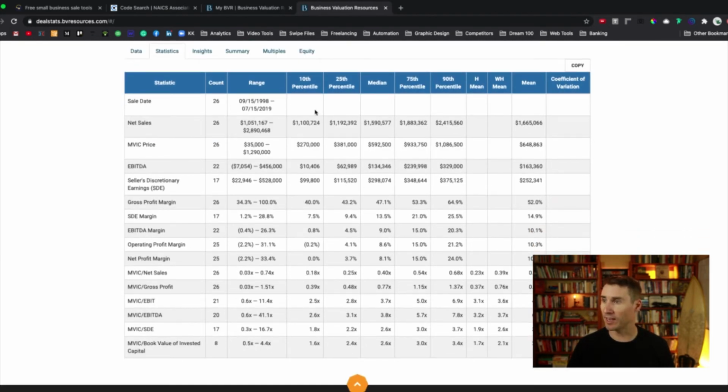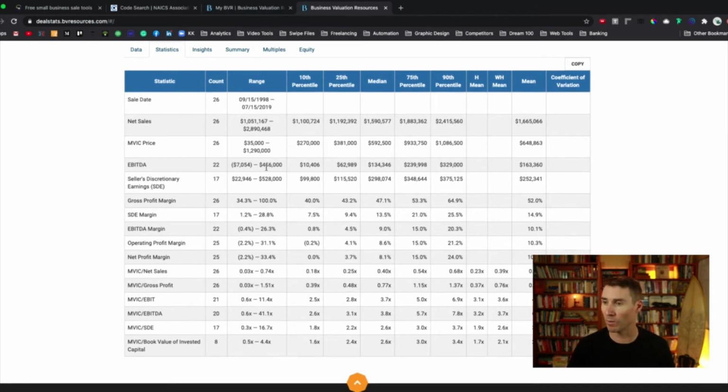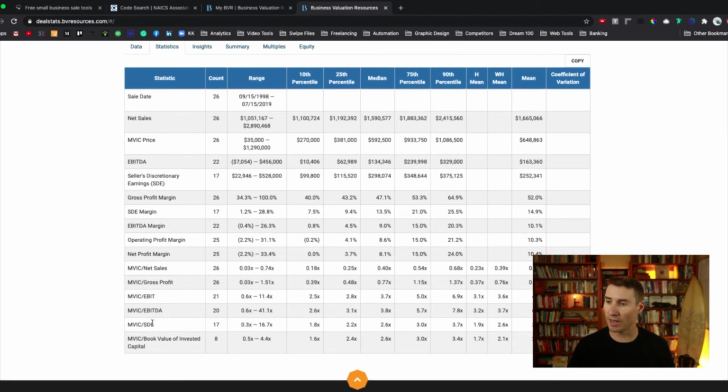So again, like our net sales, we're looking at businesses that were ranging from $1 million in sales up to $2.5 million in sales. So this is good. This is the bracket that we want to be in. And now we can cruise down and we can look down here to SDE.